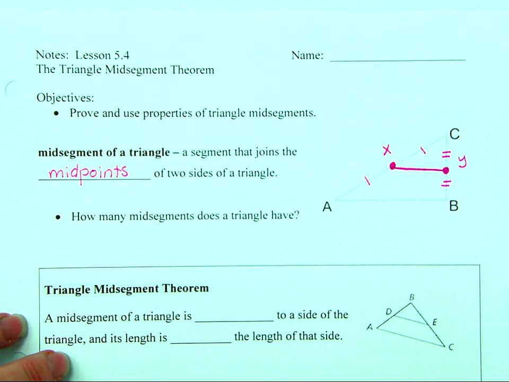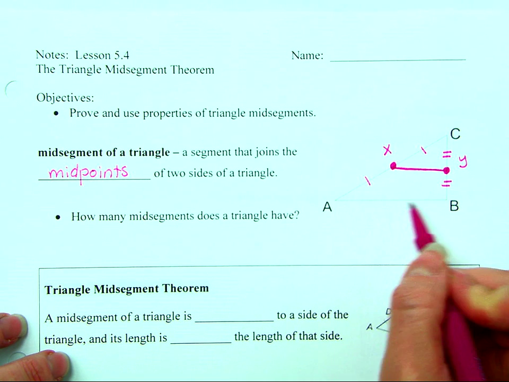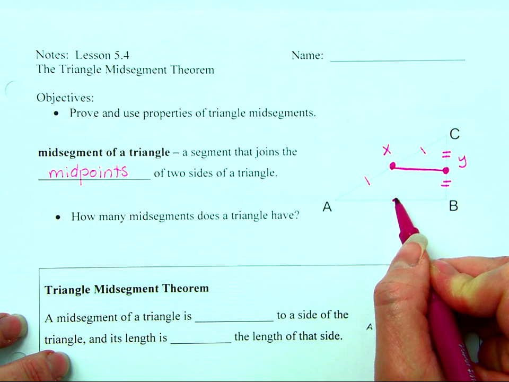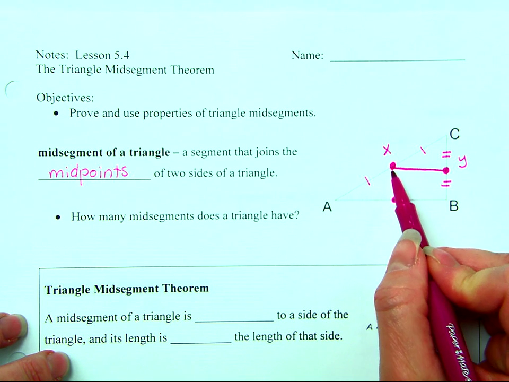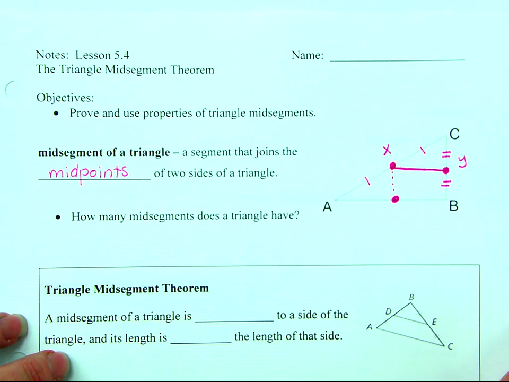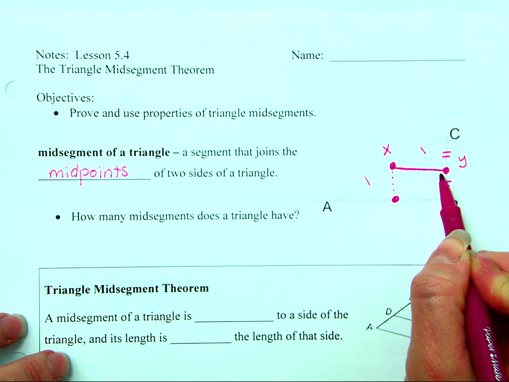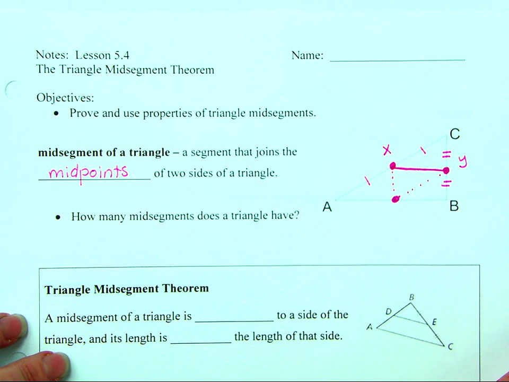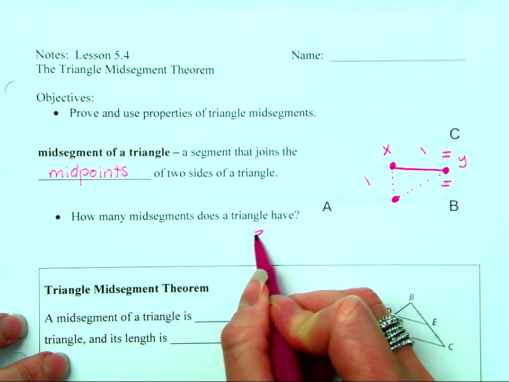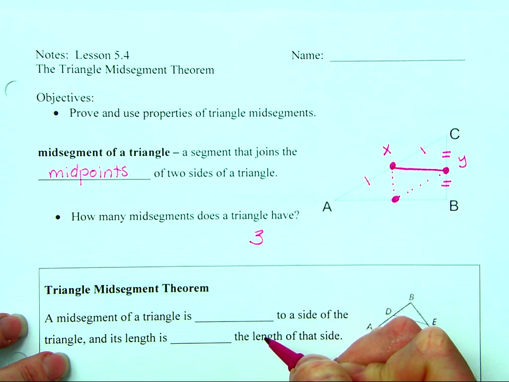The question is, how many midsegments does a triangle have? Well, would you agree that segment AB also has a midpoint, roughly sketched in here? Now, I could join these two midpoints to form a midsegment. I could also join these two points to form a midsegment. So, how many midsegments does a triangle have? Well, it actually has 3 total.